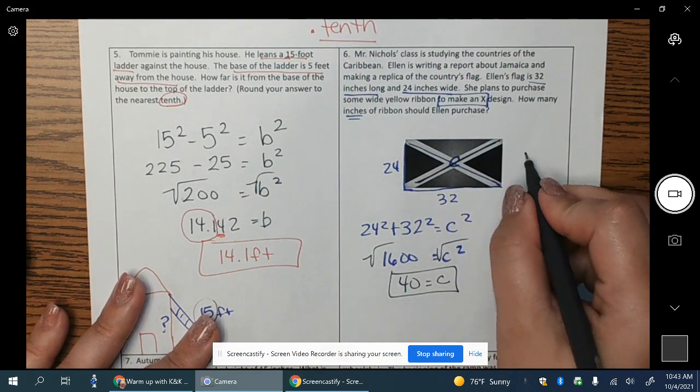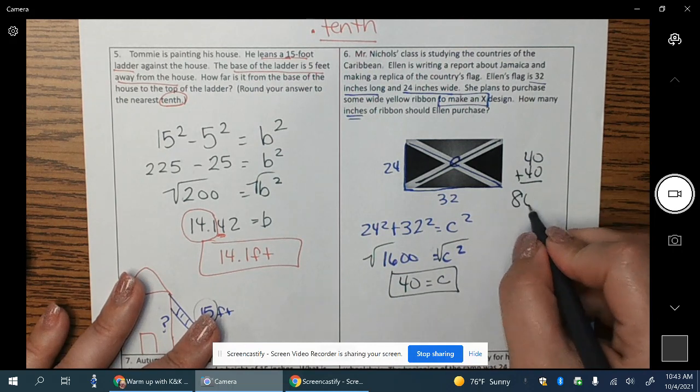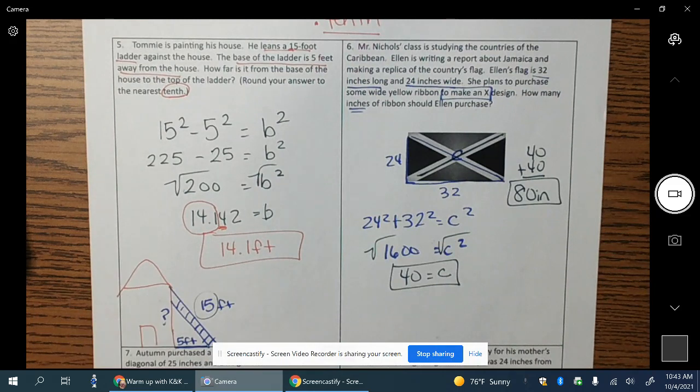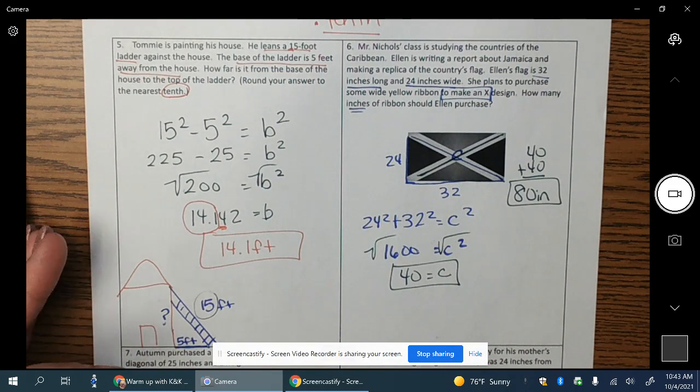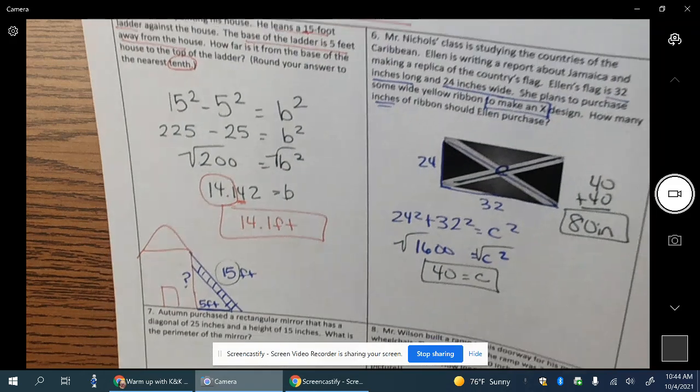2 diagonals. So each diagonal is 40. So how much do I need? 80 inches. Okay. So again, it's just going back and reading that question to make sure I know what it's asking. Everybody understand why I added it twice? Yep. Okay, thank you. All right, number 7.